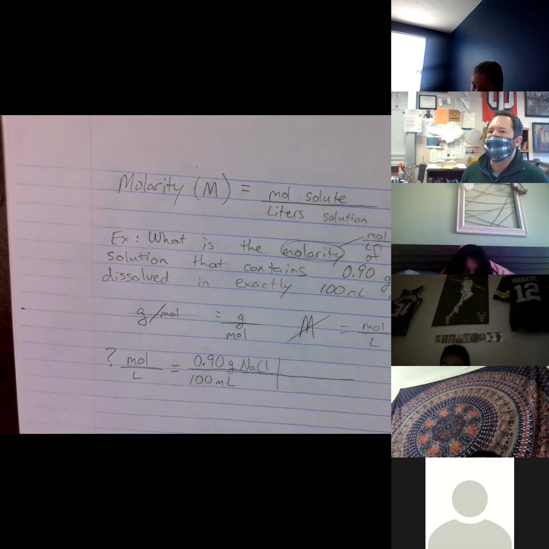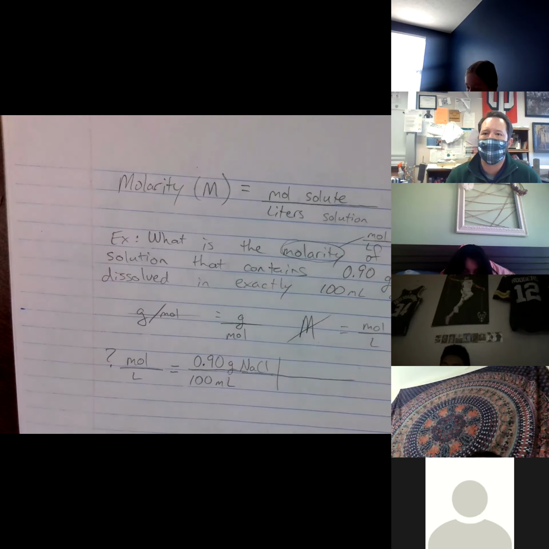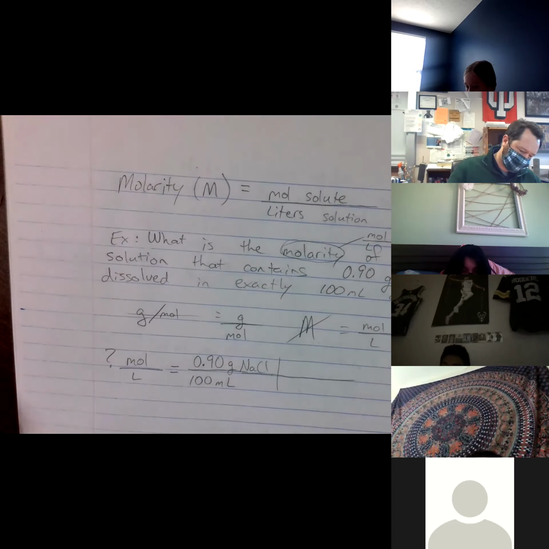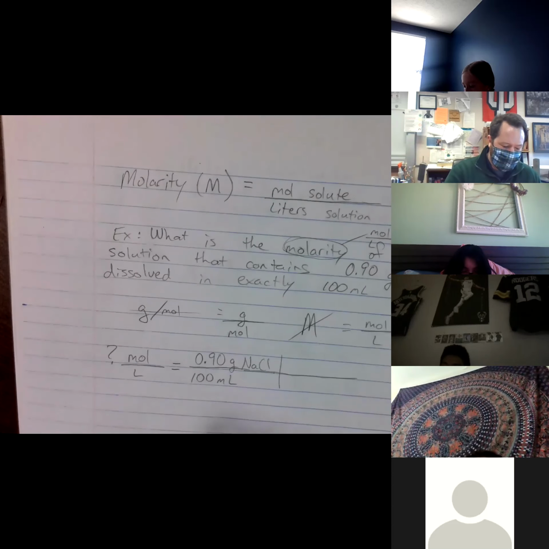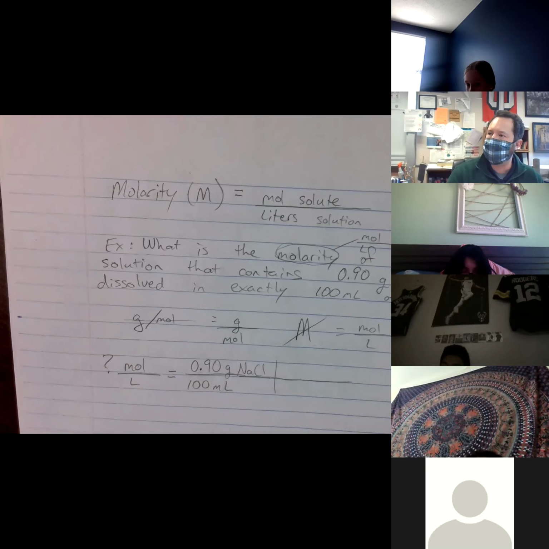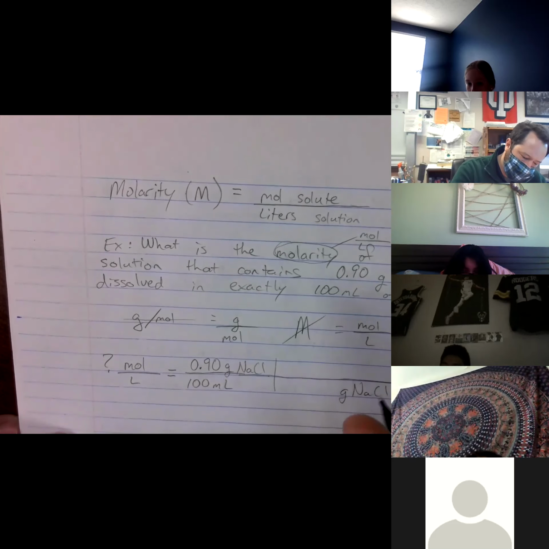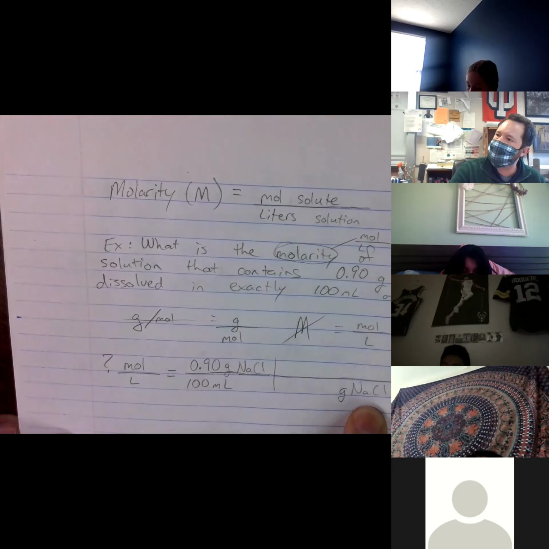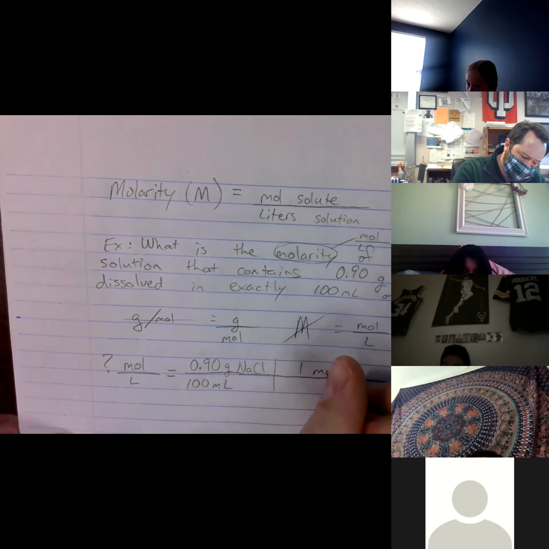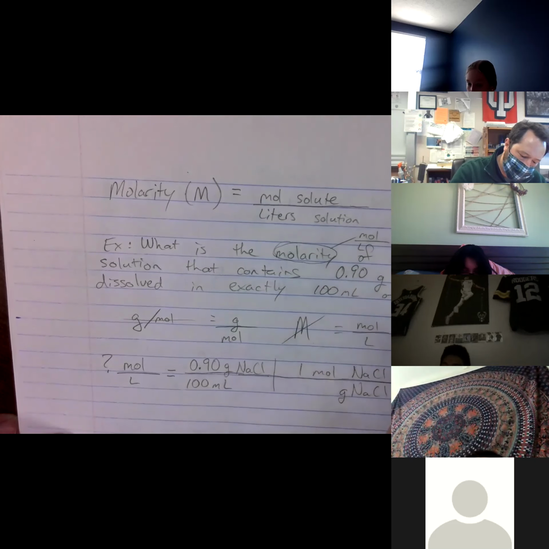You get to pick which one you want to do first. Easy or hard? What do you prefer? Hard. Do the hard one first, get the hard one out of the way? Absolutely. And if you prefer easy, go easy first. Doesn't matter which order you do these in. I'd say going grams to moles is the hard way, so let's start with that. Grams NaCl on the bottom, moles NaCl on top.